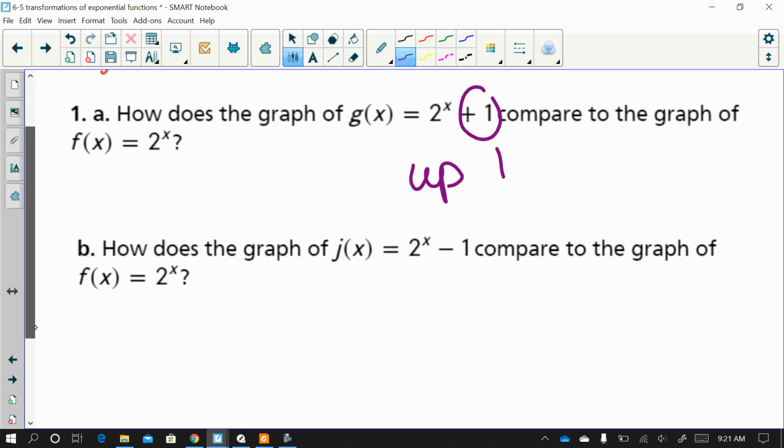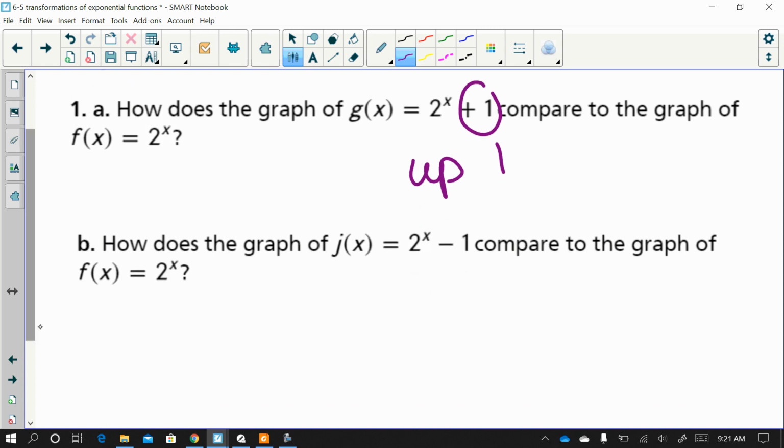Part B, how does the graph of j of x equals 2 to the x minus 1 compare to the graph of 2 to the x? Okay, on the end, negative, so it goes down 1. That's all you need to do.